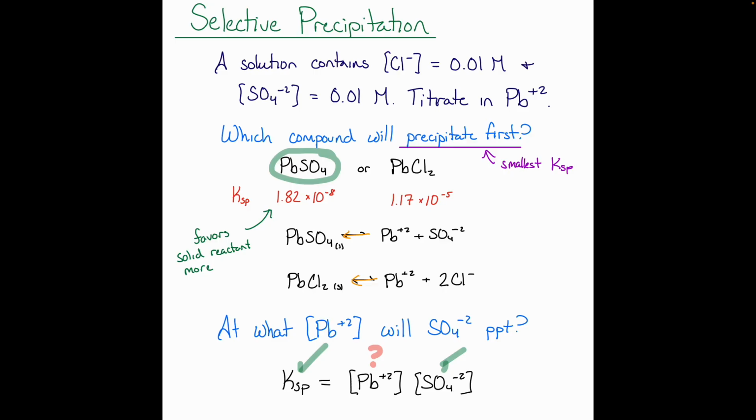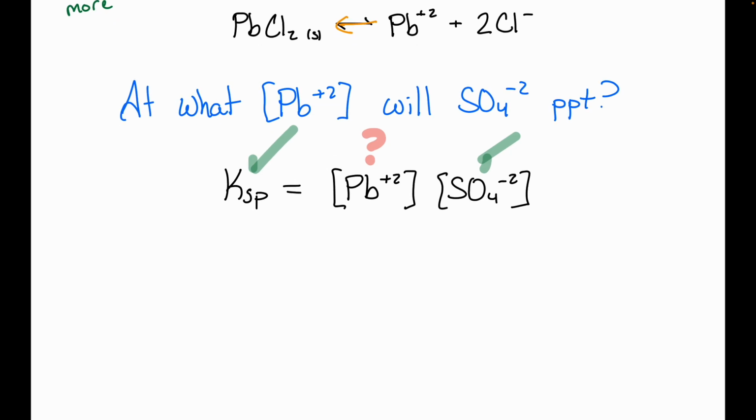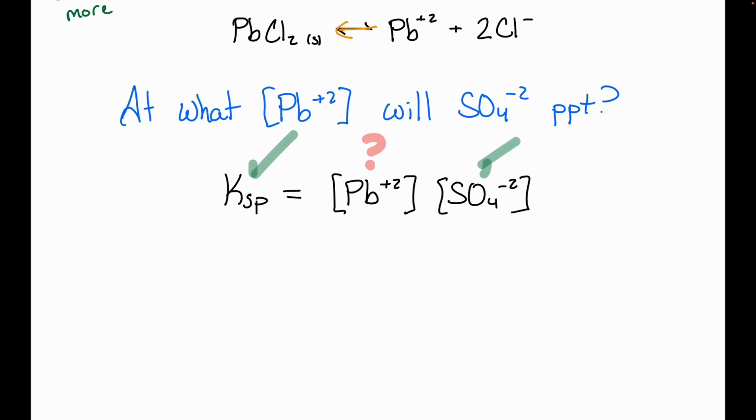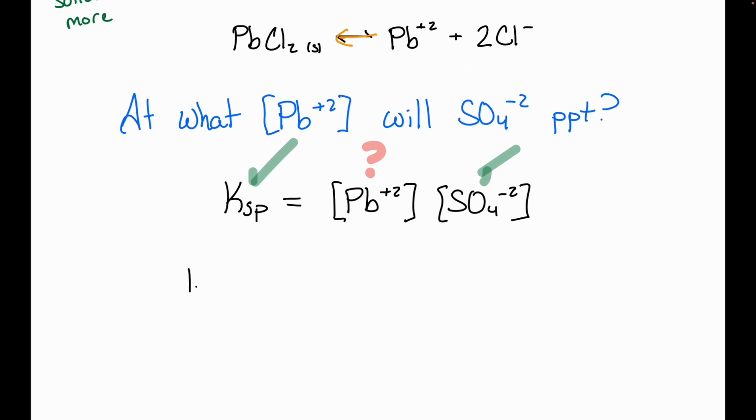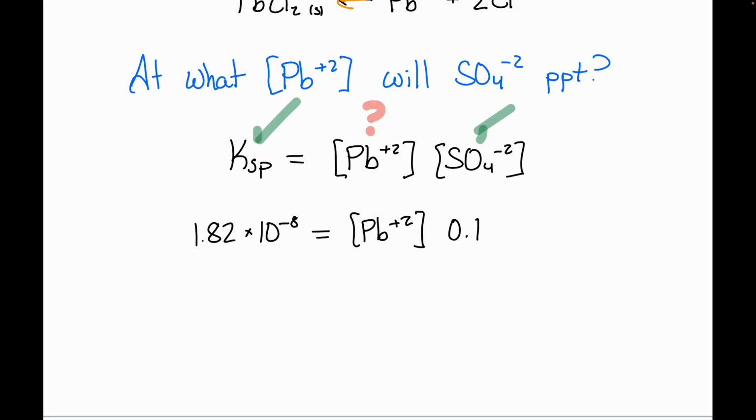Okay, so we just have one missing variable here. We don't have to do any fancy math here. All we have to do is solve for that one missing variable, that concentration of lead. Right? So this is actually algebraically much easier than what we've been doing up until this point. I have my 1.82 times 10 to the negative 8. That equals this concentration of lead that I don't know. But I do know my concentration of sulfate, that's 0.01 molar, I'm sorry.